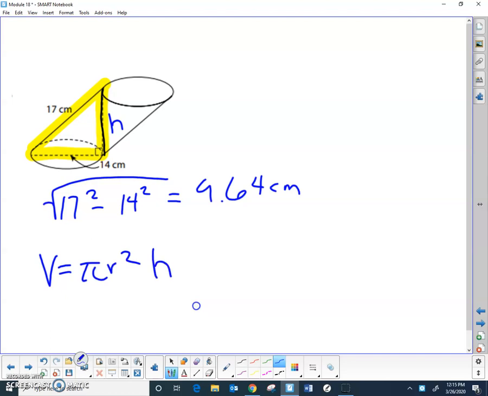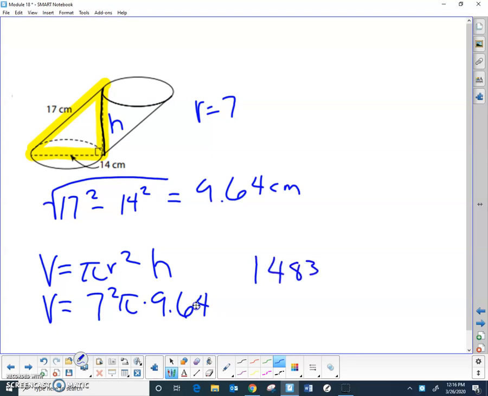To find the volume of the cylinder, the volume is pi times the radius squared times our height. Our radius is going to be 7, so 14 divided by 2. So 7 squared times pi times this 9.64, and you will get approximately 1483.2 cubic centimeters.